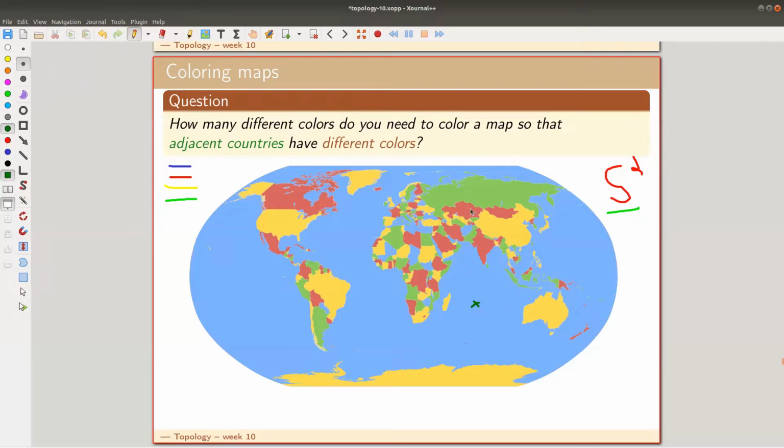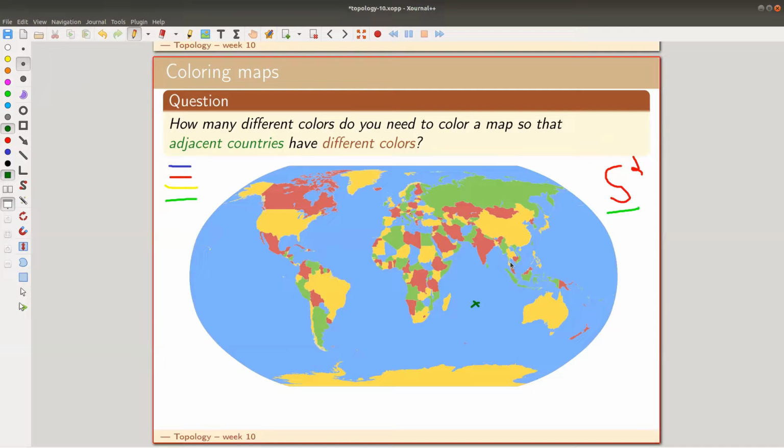And similarly, if this is red, I can't color Russia red, or China is yellow, so I can't color North Korea yellow, and so on. So I want to give everything a unique color such that none of its neighbors has the same color. There is a clear upper bound for the number of colors you need, namely just the number of countries. So every country gets its own color.